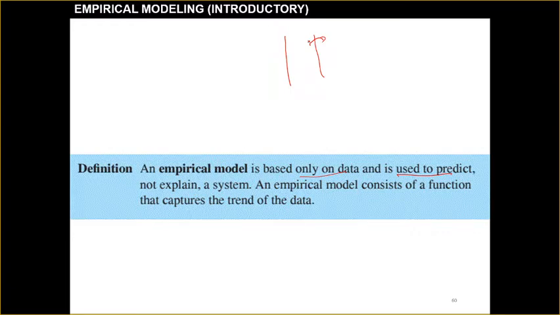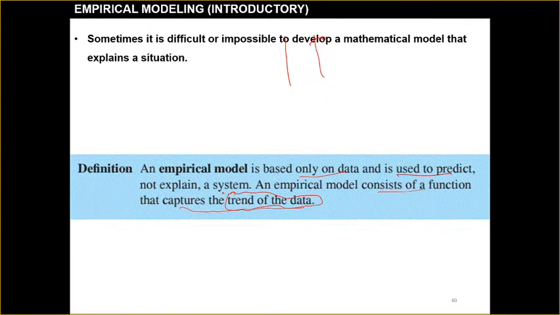It is not only valid for a plant. It can be applied anywhere where the history of the data is supplied. An empirical model consists of a function that captures the trend of the data. Based on the trend of the data, you can predict the behavior of the system, you can anticipate the behavior of that system. I hope it is clear.